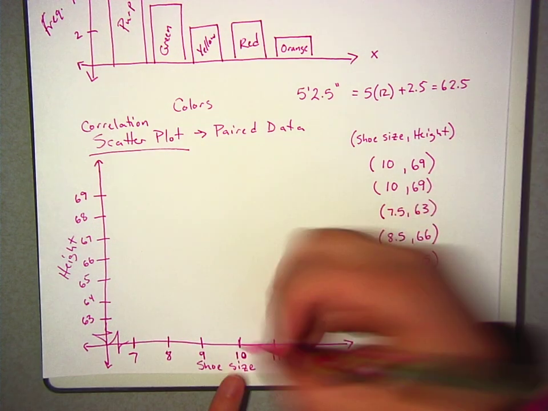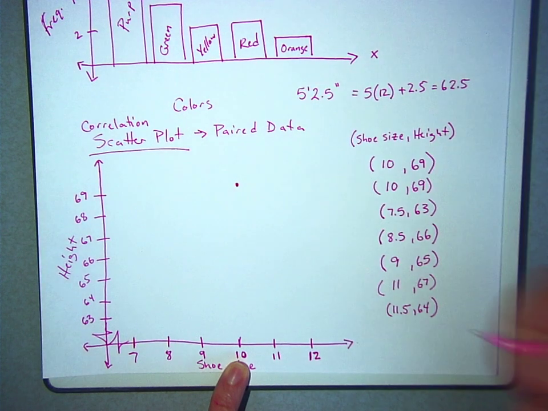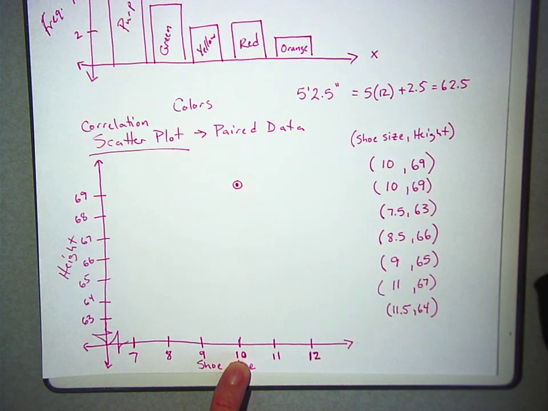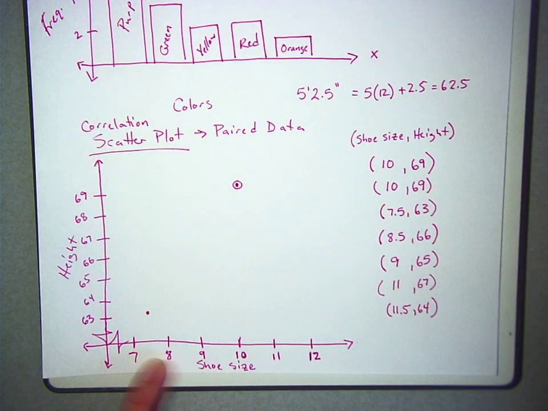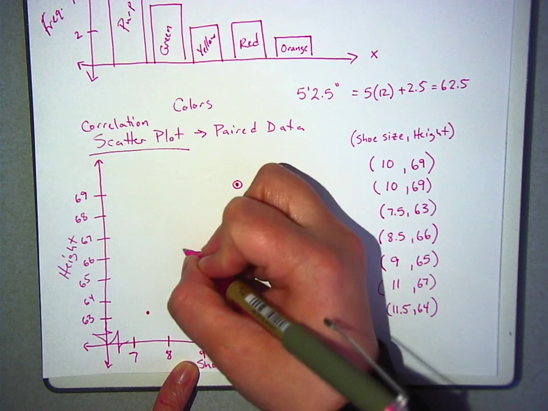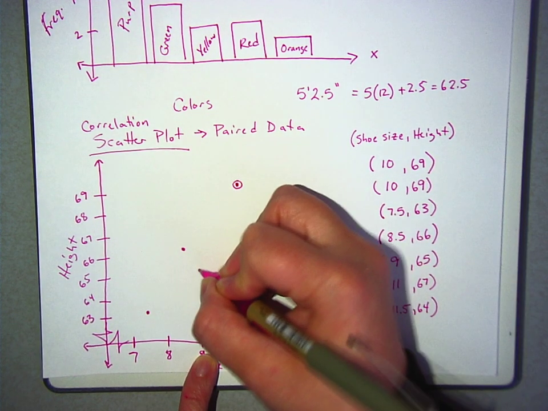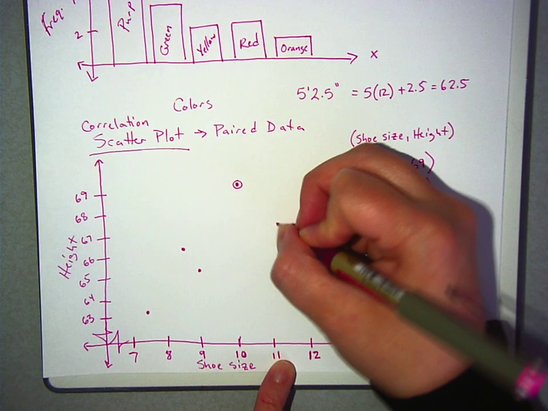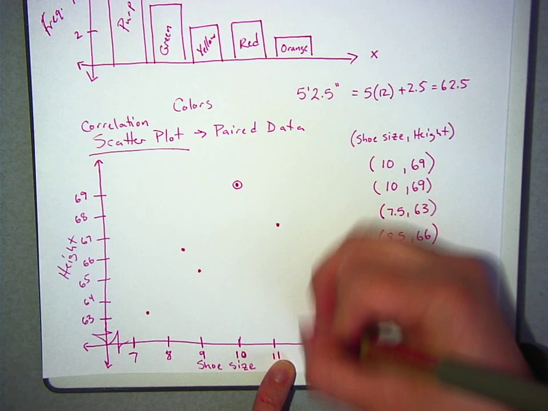Okay, and so then you start putting dots where they line up. Anything that has a second data point, you make that dot bigger. I like to circle them just to make them obvious, and that's just because that was my first one. Everything else will not be circled. 8.5, 66. 9, 65. 11, 67. 11.5, 64.